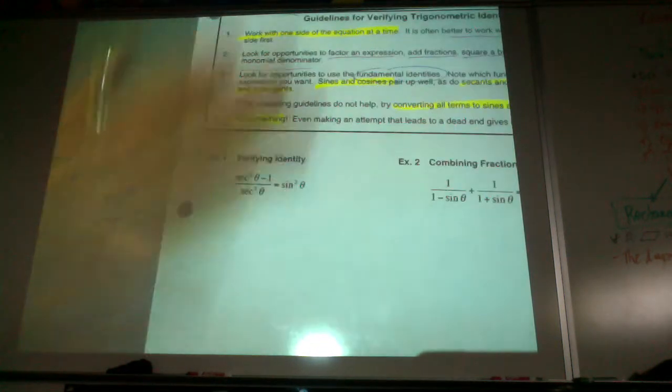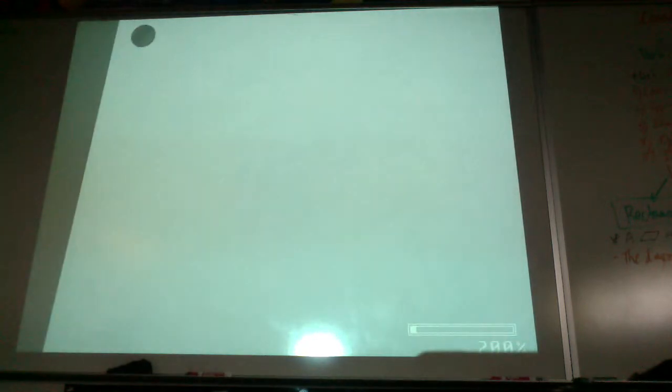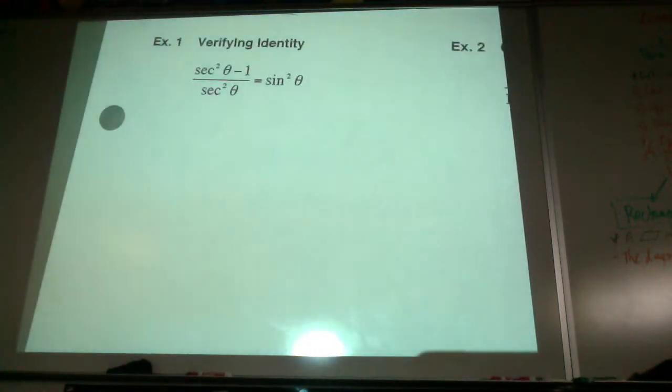So let's start with example 1. Verifying an identity just means that we're trying to make the left side look exactly like the right side. Which is the more complicated side, the left or the right? The left. So that's the side we're going to start with. We're not touching the right side, but it is going to constantly be brought down. You cannot ignore it completely. You have to always bring it down. Every time you do a step, rewrite both sides.